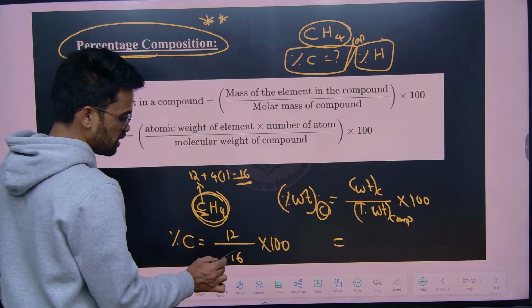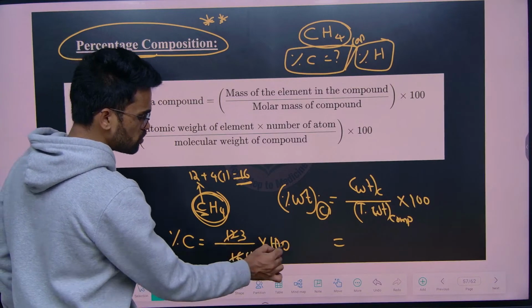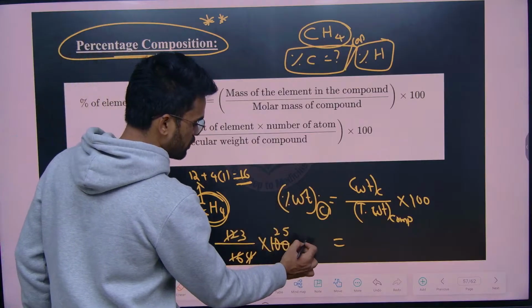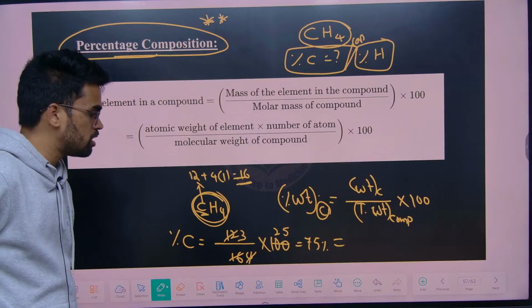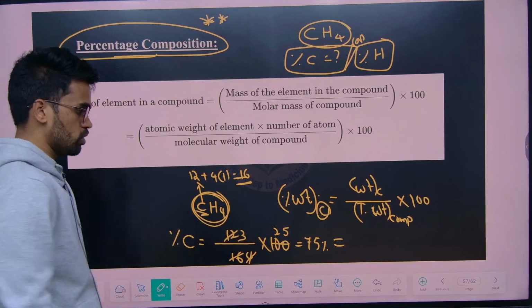So this will be 3 fours are 12, and 4 fours are 16, this is 25 fours are 100. That's it now. So 3 into 25, 75%. So what is the percentage of carbon in the methane molecule? It is 75%. Okay, right.